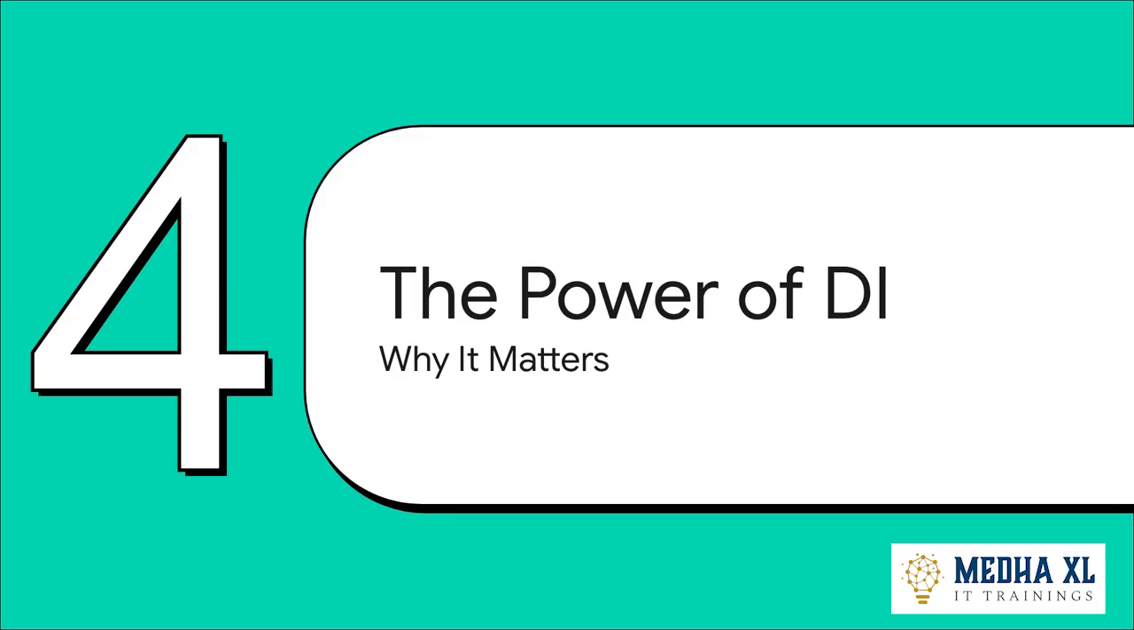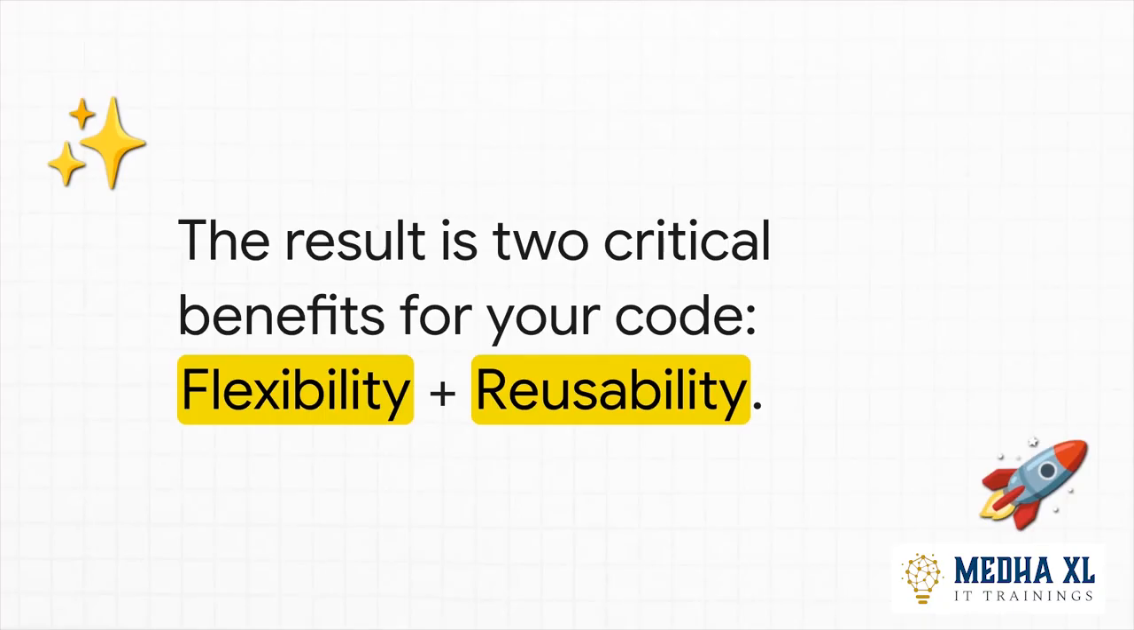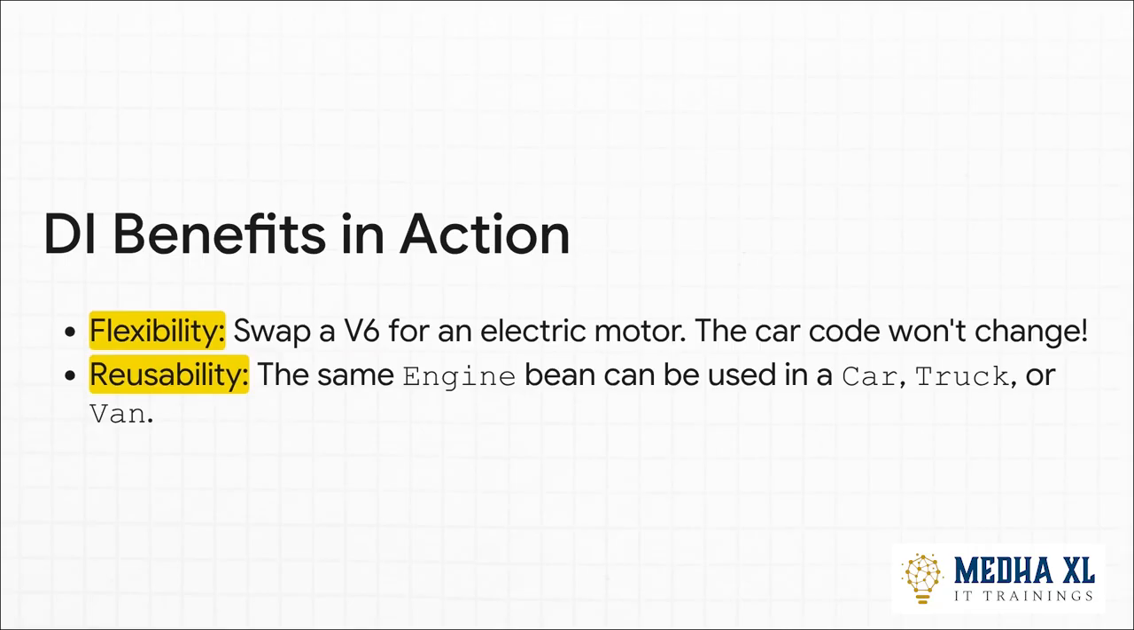Okay, so that's the how. It makes sense. But now for the really important part. Why do we do this? What's the big win for us as developers? Why is this so powerful? The payoff is huge. And it really all comes down to these two massive benefits: unbelievable flexibility and fantastic reusability. Let's dig into that. Flexibility? Imagine you want to upgrade from a V6 gas engine to a new electric motor. With DI, you don't touch the car code at all. You just tell the Spring factory, hey, from now on when someone asks for an engine, give them this electric one. It's that simple.